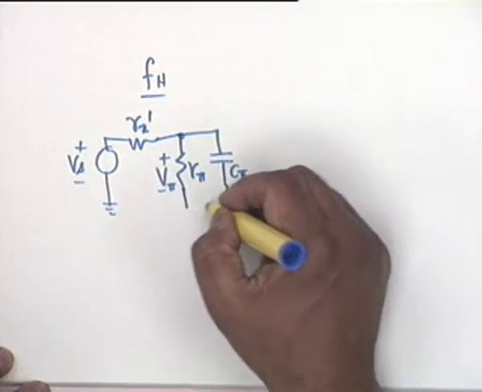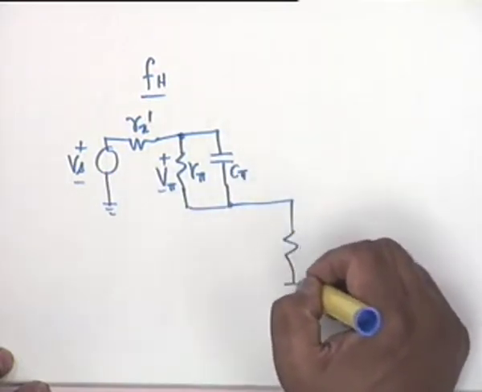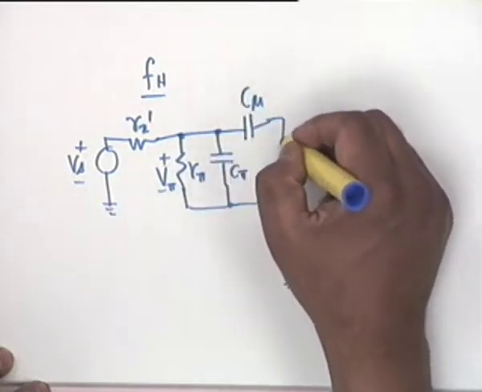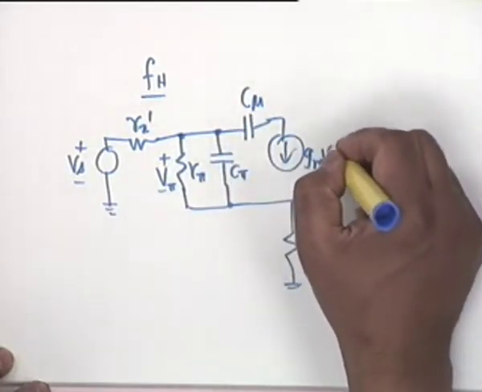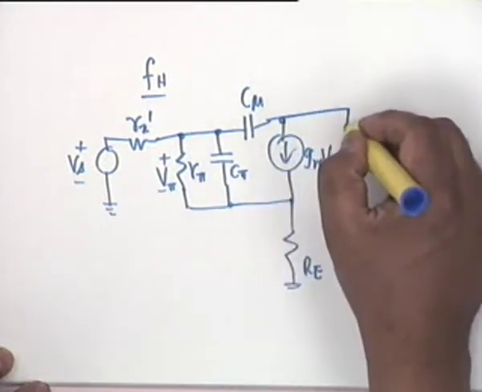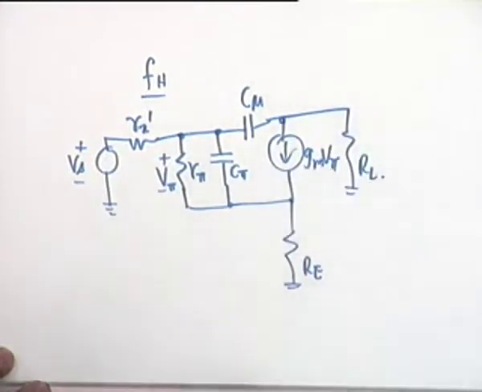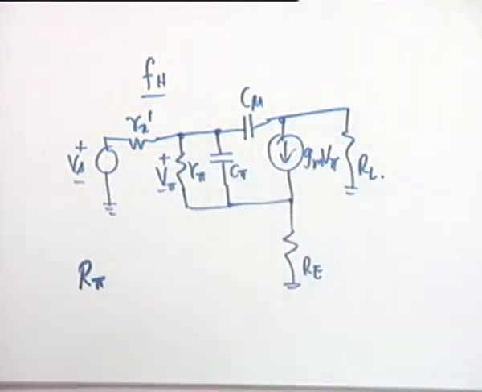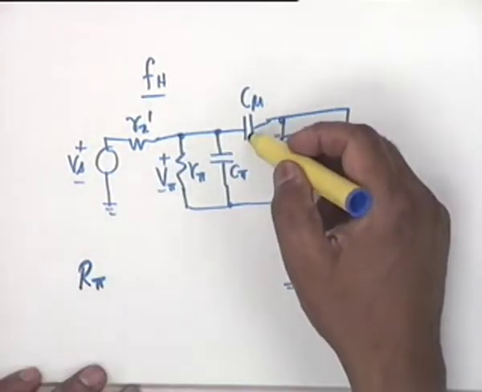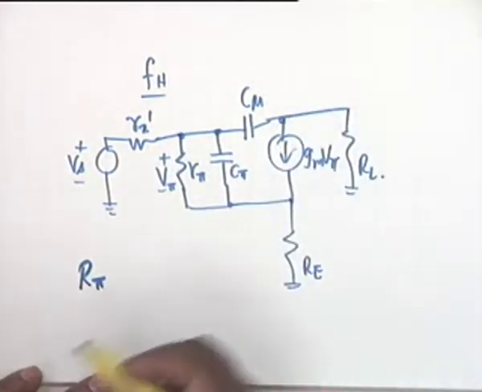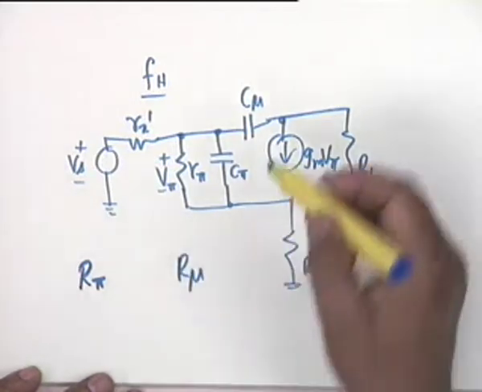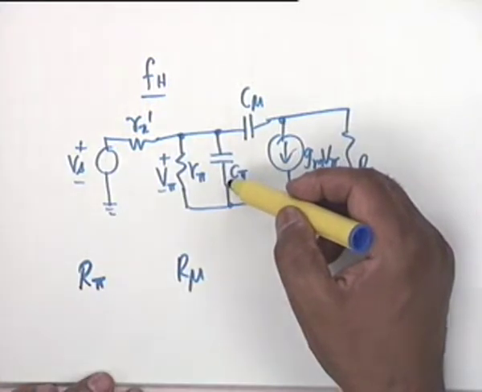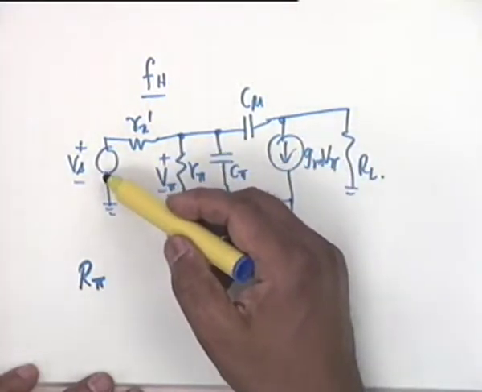C pi, Re, C mu, GMV pi, and RL. We have to calculate two resistances. R pi is the resistance seen by C pi by open circuiting C mu, and the resistance R mu is the resistance seen by C mu by open circuiting C pi. In both cases, the source has to be shorted to ground.